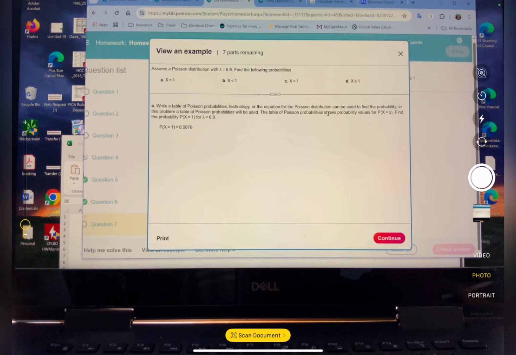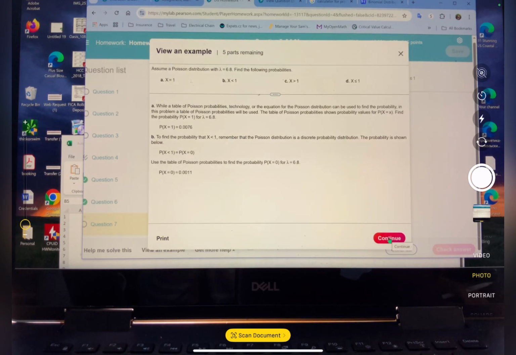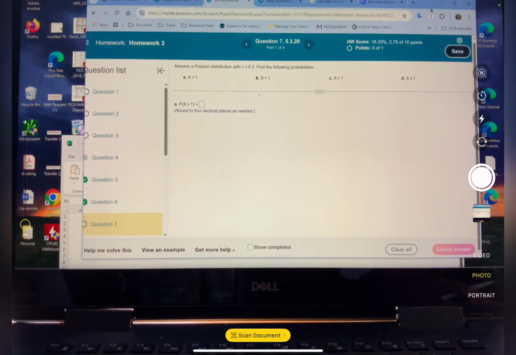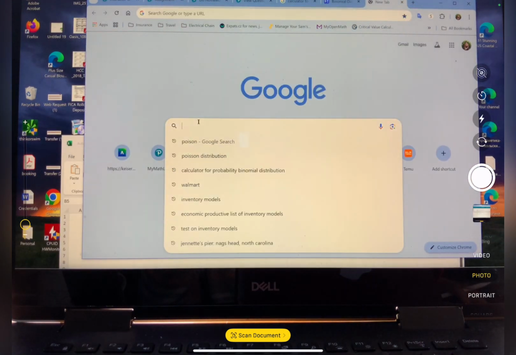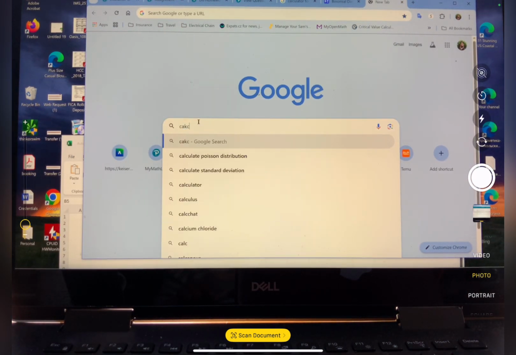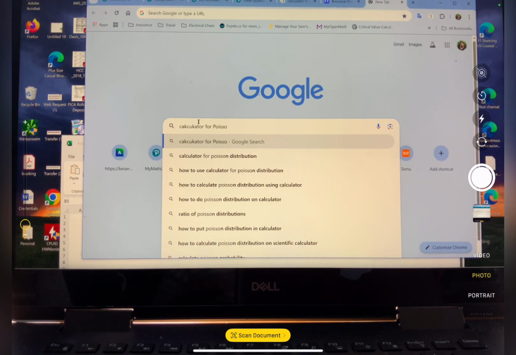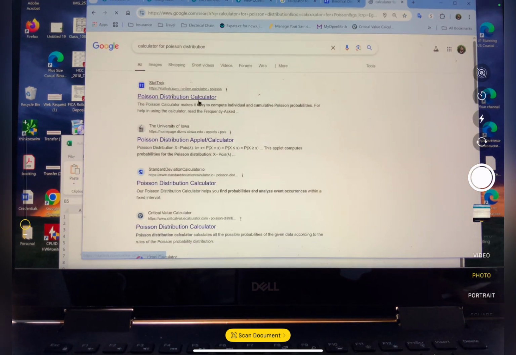The table of Poisson probability shows the probability value for x. Find the probability that x is equal to 1 for lambda. Let me see. That's the example I opened. Let's do this to make it easy for you. Let me find the calculator for the Poisson distribution. There we go.